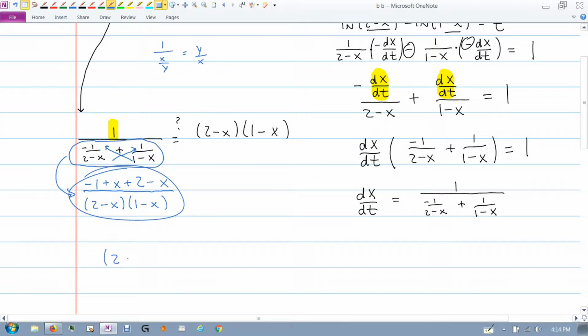So the top is 2 minus x, 1 minus x, looking good. I just need the bottom to be 1. Let's see here, x's cancel, and 2 minus 1, that's 1, so the bottom would have been 1 there. And that does check out, that matches up. Good deal.